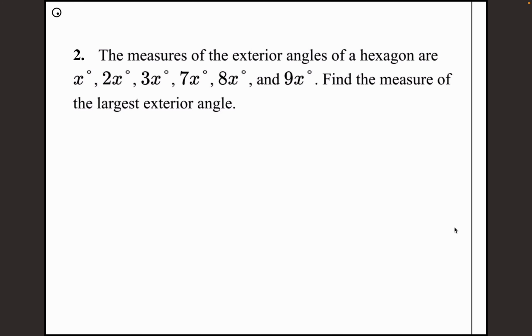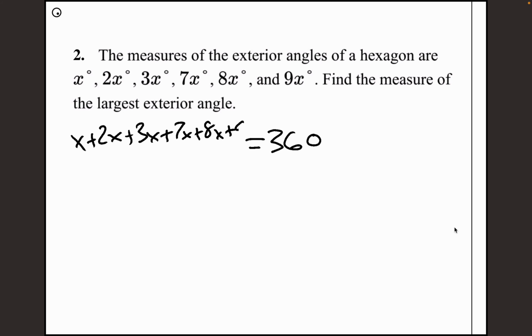Now, this just has the measures of each of them. So this is not a regular hexagon. This time all the angles are different. Well, what did we say the exterior angles always equal? So we're going to add all of these together and equal it to 360. So I need to do x plus 2x plus 3x plus 7x plus 8x plus 9x, and that equals 360. Sorry, I got a little small there.